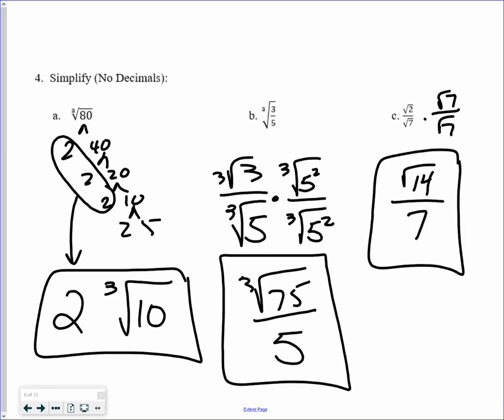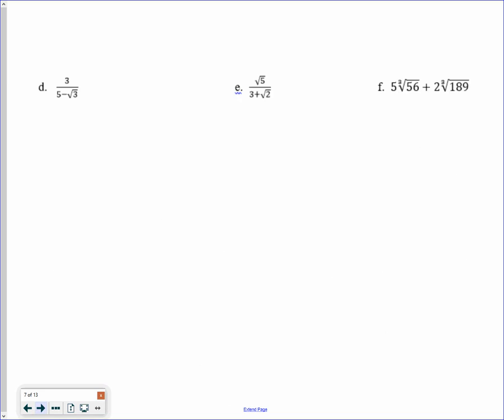So I have the square root of 14 over 7. Things start getting more complicated when you end up getting a binomial on the bottom. You end up having to multiply by what's known as the conjugate. The conjugate to 5 minus the square root of 3 would be 5 plus the square root of 3.